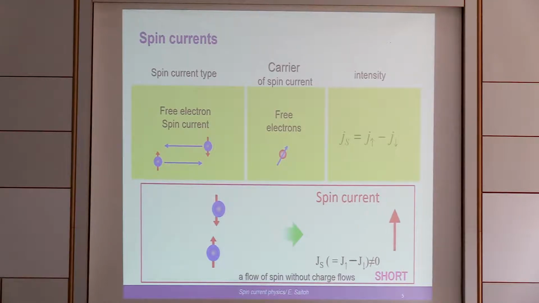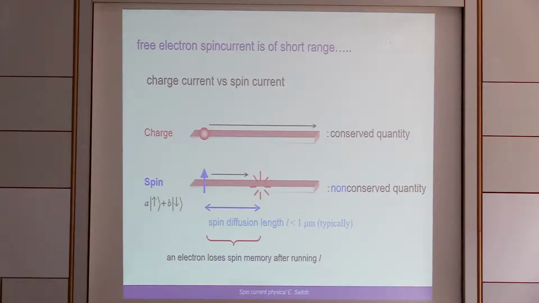In fact, the free electron spin current is very short range in condensed matter. Due to spin flip scattering or spin orbit scattering, spin loses its memory within a very short length scale. Typically, it is within the 1 micrometer scale. This length scale is called the spin diffusion length. So spin current creation and utilization should be done within this length scale.